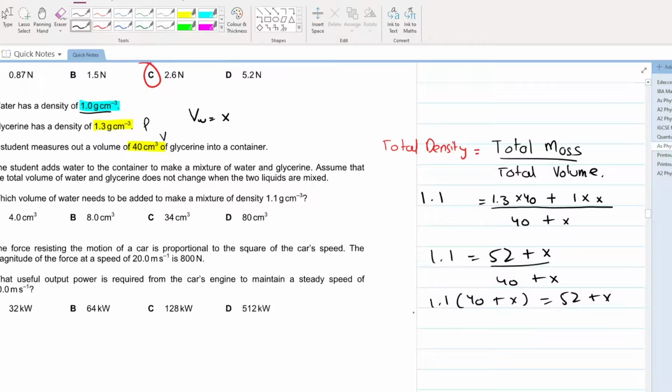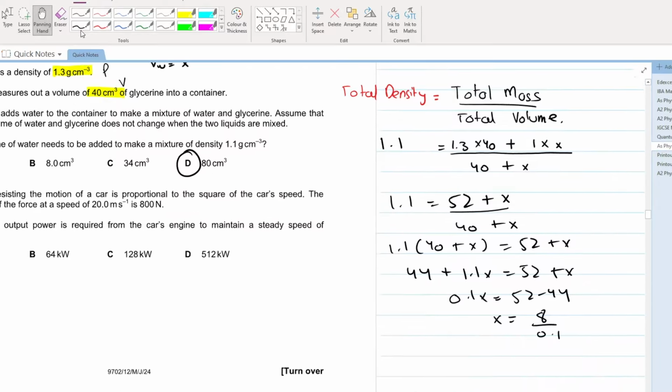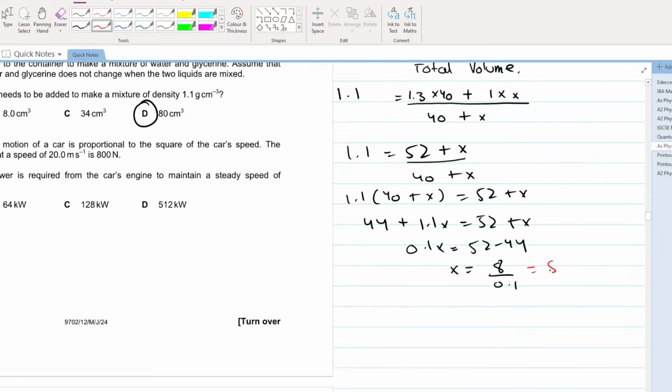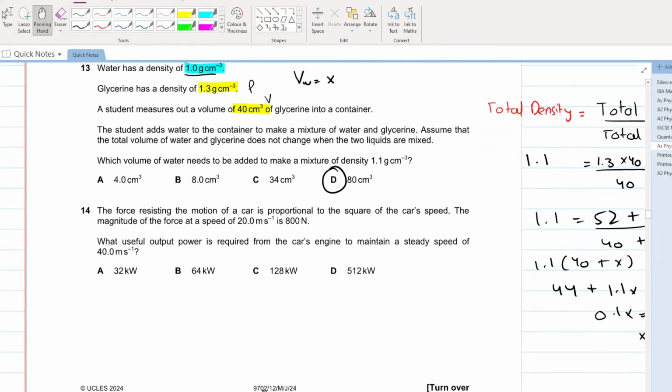1.1 into 40. This comes out to be what? 44. Do you realize how calculation intensive the AS paper is? 52 plus x. Bring it to the other side. 0.1 x is equal to 52 minus 44. This comes out to be 8. 8 divided by 0.1 is equal to your x. Your x comes out to be what? 80 cm cube. D is your answer. Simple as that. Let's further move ahead.